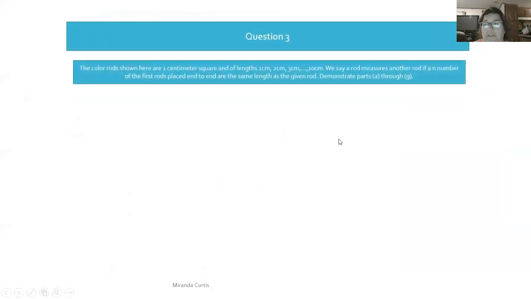Okay. Oh, this is gonna be a fun one. It looked hard when I first tried to solve it, but then I realized what it was and it was really easy. And I hope you guys find it easy and fun too. The color rods shown here are 1 centimeter square, length 1 centimeter, 2 centimeters, 3, and 10. Goes all the way to 10. We say a rod measures another rod if a number of the first rod placed end to end are the same length as the given rod. Demonstrate part A through G.